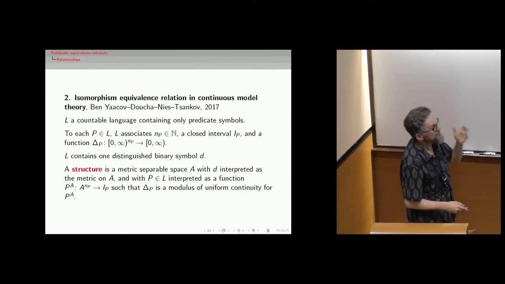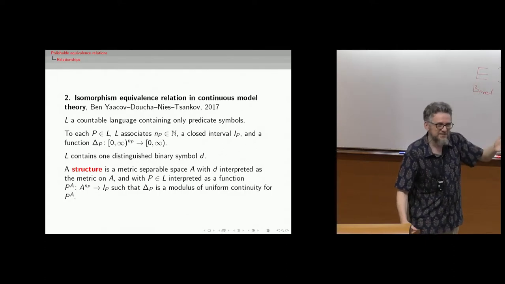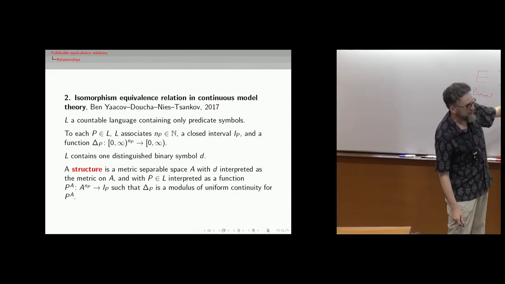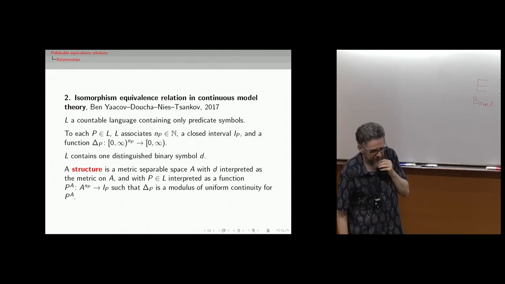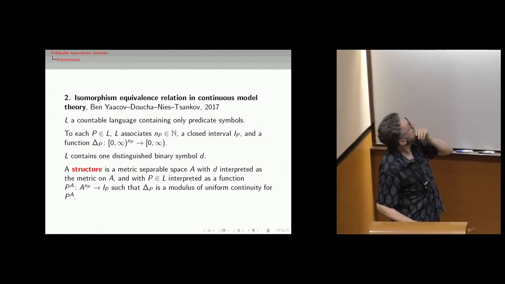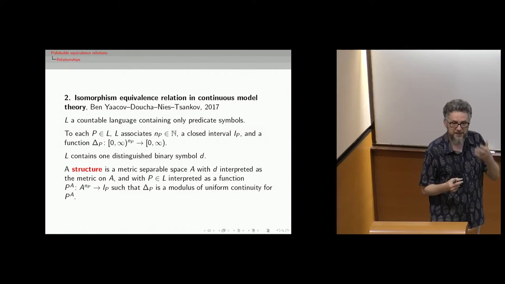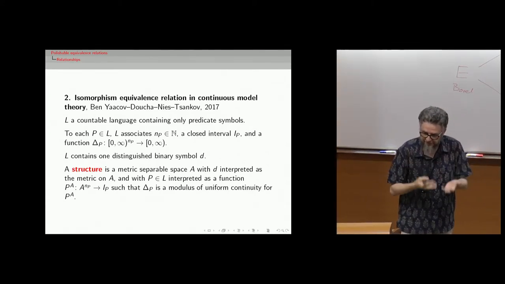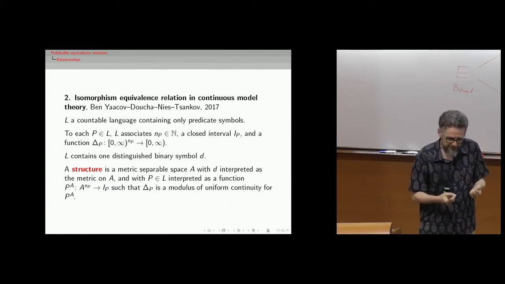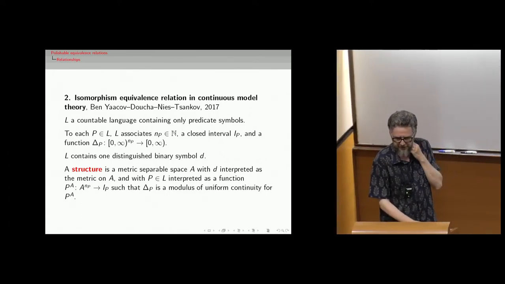Okay, so this was for me a great discovery made by other people. I made all these guesses about what the right thing should be here, and I could run this Scott analysis. I knew that I had this class of Polish group actions, and then I came across this paper by Ben Yaacov, Doucha, Nies, and Tsankov, where they look at isomorphism relations on structures, but the structures come from continuous model theory. People are maybe familiar with isomorphism equivalence relations coming from just the standard logics, where the metric is discrete, so first order logic. In that situation, these are called logic actions.